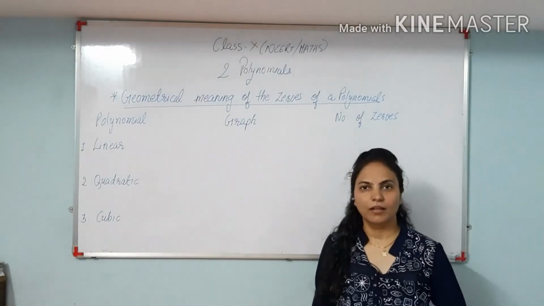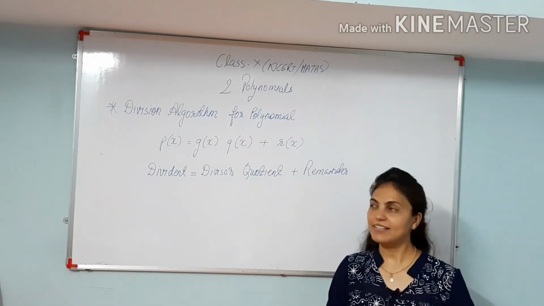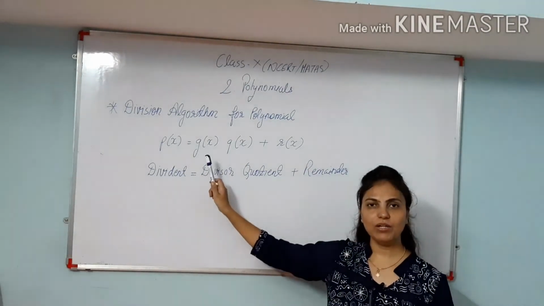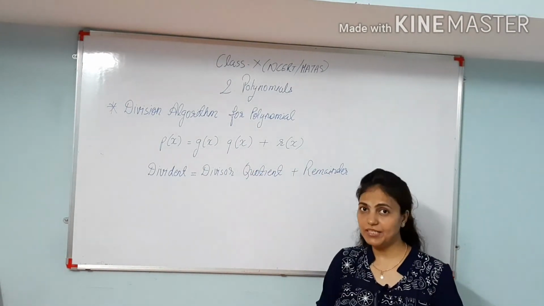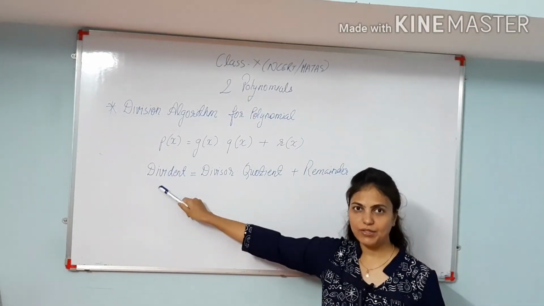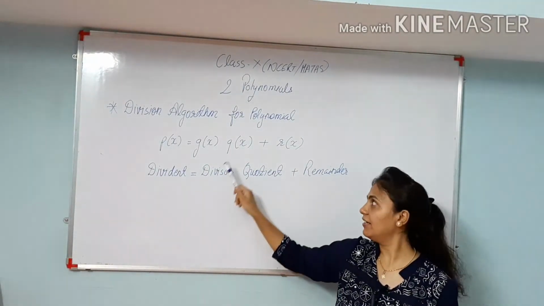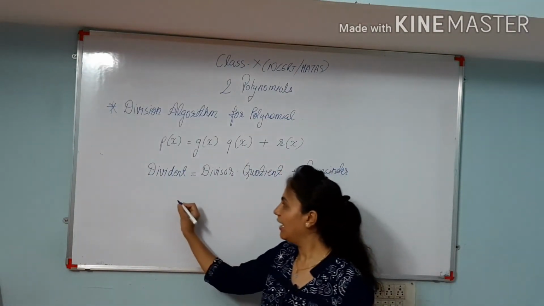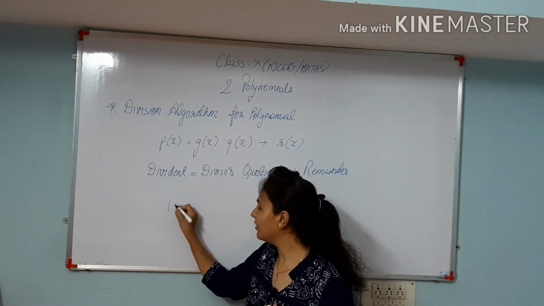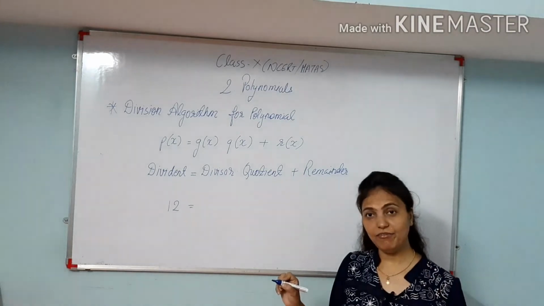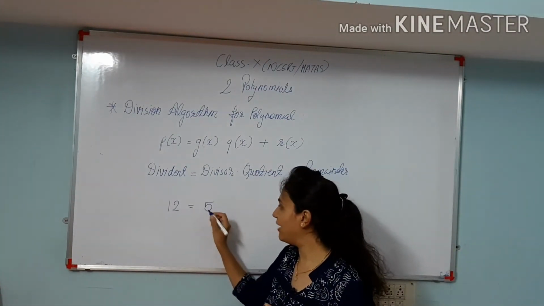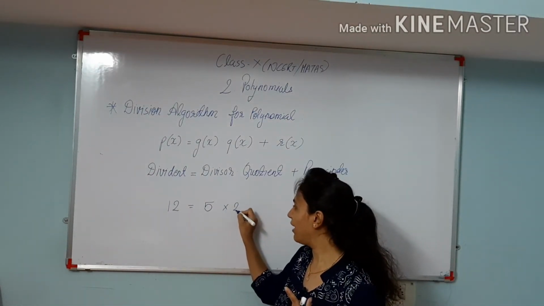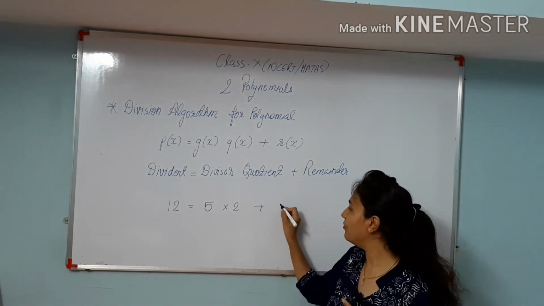It's very simple. Now students, the next topic is the division algorithm for polynomials. The division algorithm says p(x) is equal to g(x) into q(x) plus r(x). What is p(x) here? p(x) is the dividend, g(x) is the divisor, q(x) is the quotient, and r(x) is the remainder. We'll understand. If we write a dividend 12 and divide 12 by 5, so 5 will naturally become the divisor. The quotient would be 2. 5 2s are 10 and the remainder would be 2.